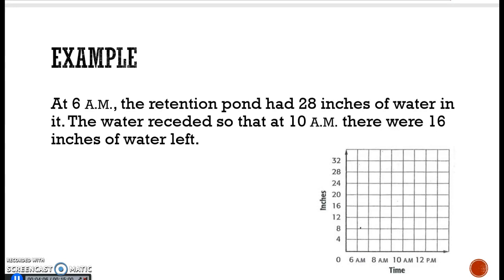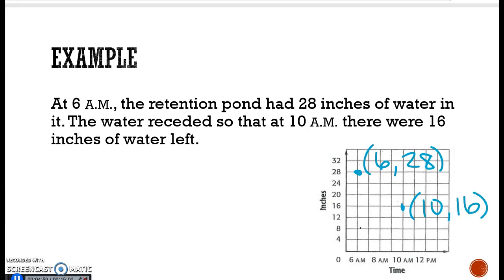Here's another example. At 6 a.m., the retention pond had 28 inches of water in it. The water receded, so it went down, so that at 10 a.m., there were 16 inches of water left. If I were to graph this, I would go at 6 a.m. and 28 inches, so I'd put a dot right there. Written as an ordered pair, it would be 6, 28. Now I'm going to have another dot at 10 a.m. and 16 inches. So 10 a.m. is 16 inches of water. Again, the ordered pair would be 10, 16.